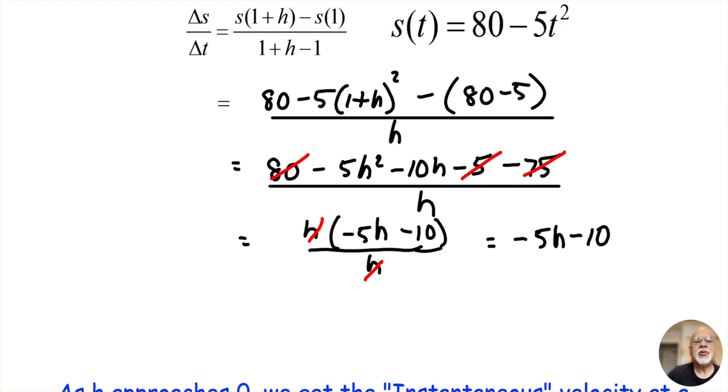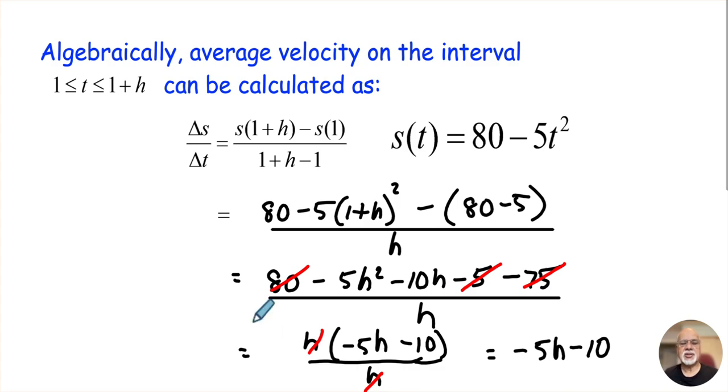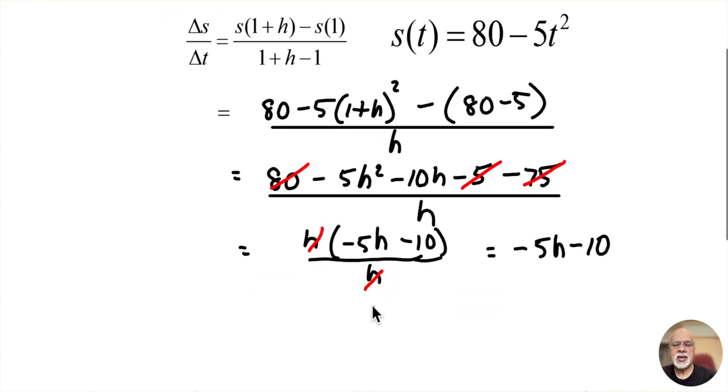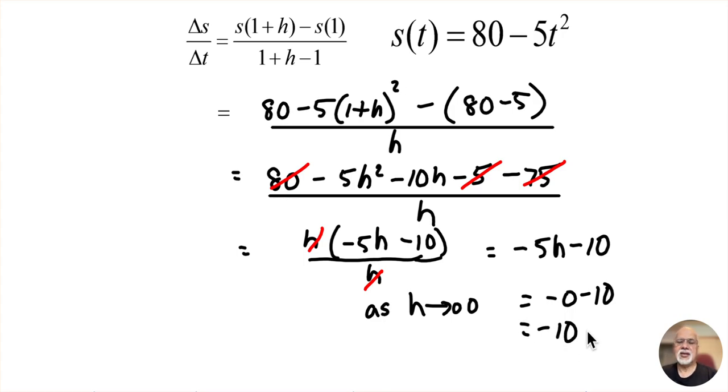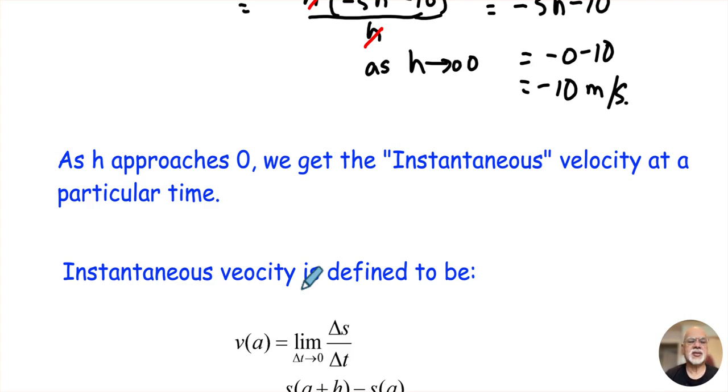Now, if we were to let h become, as you saw in the previous example, where the time difference there, we were letting it get smaller and smaller. And that's represented by h in this example. And so if we were to take a look at what happens as h goes to 0, this expression becomes minus 0 minus 10, which is minus 10, in this case, meters per second. So as h approaches 0, we get the instantaneous velocity. We started with the average velocity formula, but then as we let h go to 0, we end up getting the instantaneous velocity.